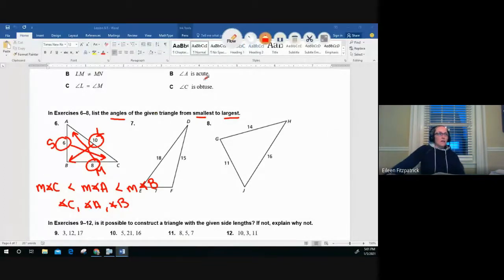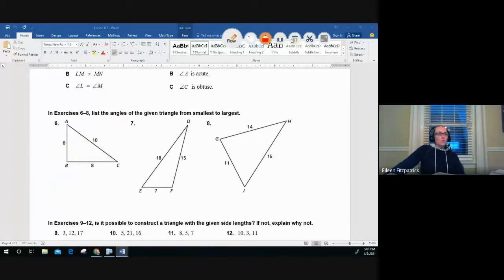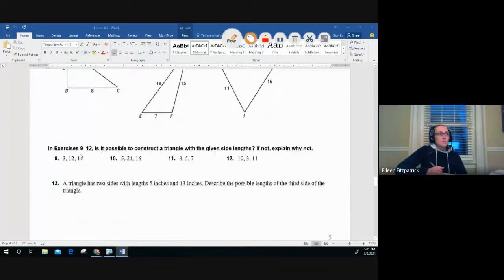All right. Let's look at 9 through 12 because they're pretty quick problems. Here it says, is it possible to construct a triangle with the side lengths? So this is where you can try to visualize a segment 17 units long, and 12 and 3. Could you make the 12 and 3 meet to form a triangle, or would they never touch, or would they be parallel? So again, the trick is take the two smaller sides and add them together. So 3 plus 12 adds to 15. This sum has to be larger than the third side. Is 15 larger than 17? No. So no triangle.